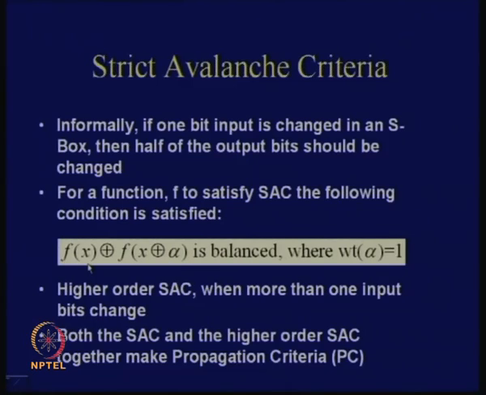Only one bit is flipped, right? So this particular function, that is f(x) XOR alpha, is actually a balanced function. So that is the criteria of strict avalanche criteria. Okay. So it says that if there is a function, say for example f(x), and there is a function called f(x) XOR alpha.